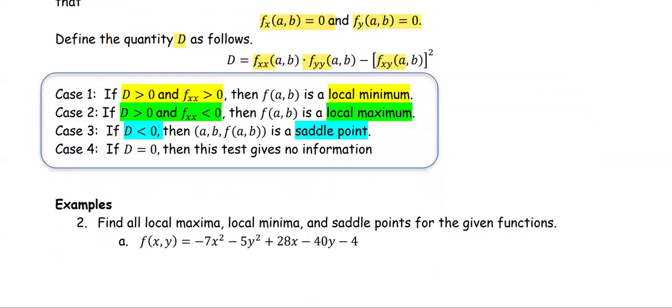In case 1, if D is greater than 0 and the second derivative with respect to x is greater than 0, then the function at (a, b) is a local minimum. Case 2, if D is greater than 0 and the second partial derivative with respect to x is strictly less than 0, then the function at (a, b) is a local maximum. Case 3, if D is less than 0, then the coordinate (a, b) and the function at (a, b) is a saddle point. Case 4, if D equals 0, then the test gives no information.